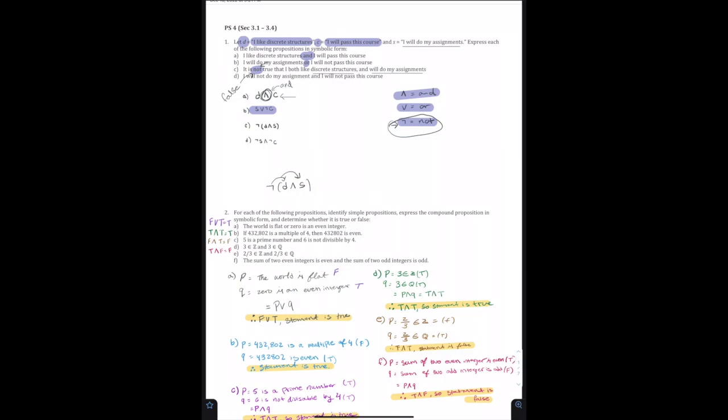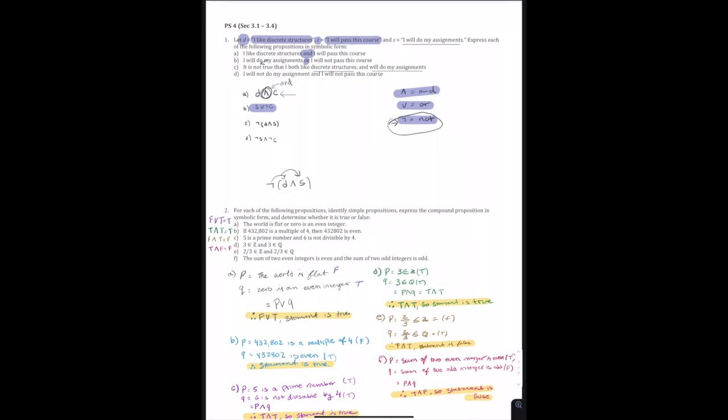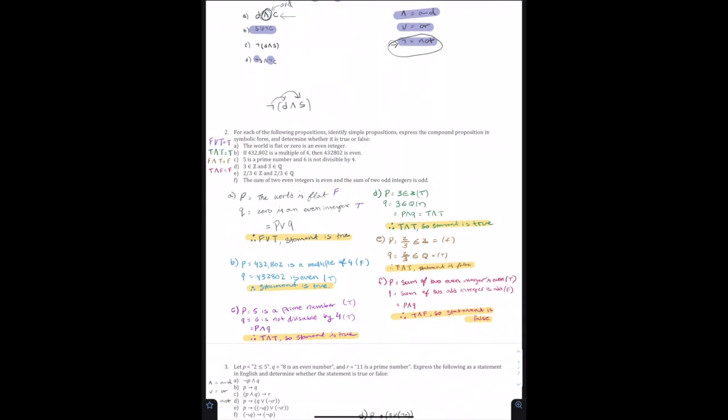And then the last one, for D, we have I will not do my assignments and I will not pass this course. So it's going to have two negations, one before each of the statements, because it has a not here and a not here. And it also has an and. Yep, that's for number one.